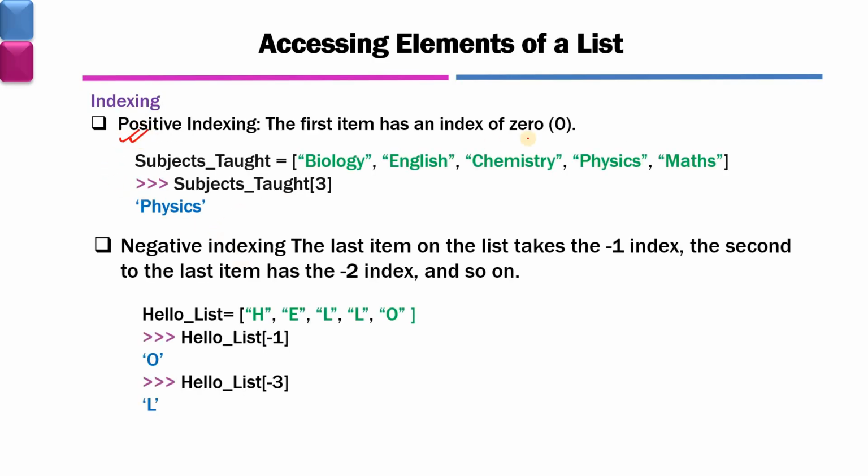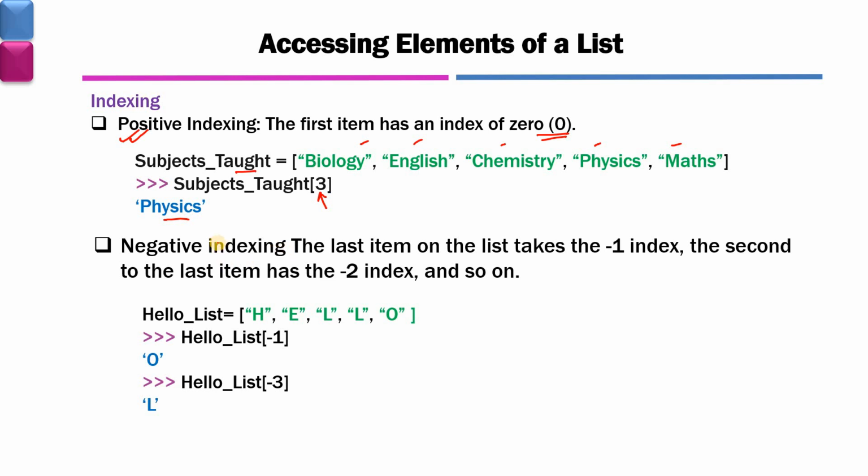Suppose I have created a list called subjects underscore taught, equal to biology, English, chemistry, physics, maths. So if I write subjects taught within square brackets 3, that means biology is having index 0, English 1, chemistry 2, physics is 3, so physics will be the output.